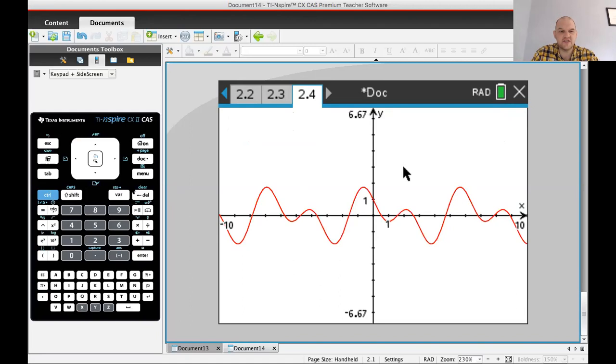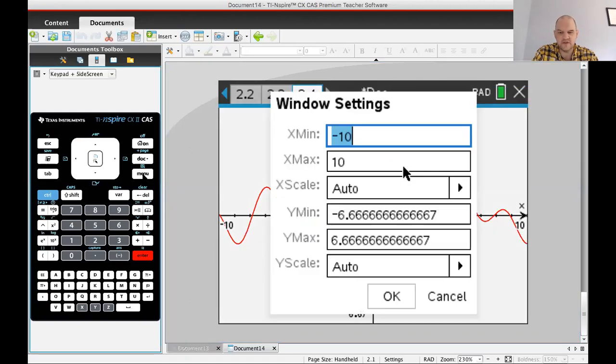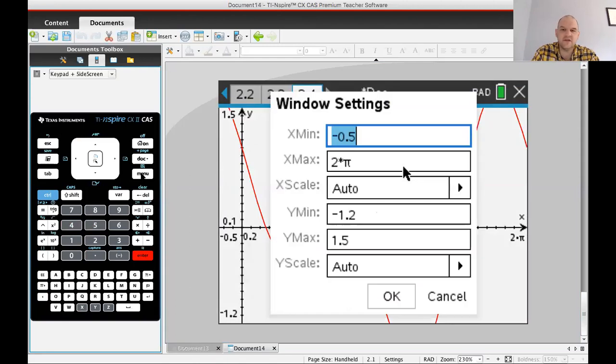I think that I should change my window again. So this is great. I should have just used the previous graph page, but I didn't. 2 pi, negative 1.2, 1.5. I feel like that's what we said. Okay, so this is enough, but we can't see the whole thing, so I'm going to change my window again because I'm kind of like a window snob. I like to be able to see everything that I should see.